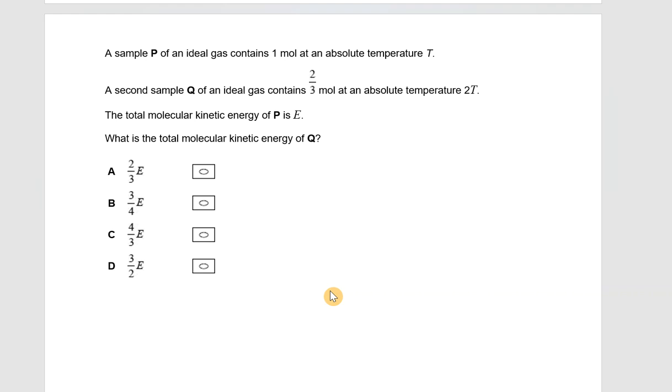Hello, here's another AQA A-level physics question from the thermal physics topic. If you want to answer the question yourself, pause the video now. If you've got the answer C, well done.